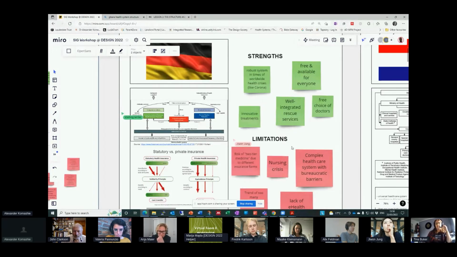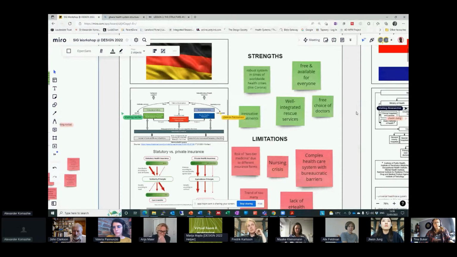So from a technological point of view, we have innovative treatments, but if you have a private insurance, you get some kind of better treatment, and sometimes it's kind of over-treatment, because the doctors can just make more money while treating you. So this is maybe the main problem in the German health system.